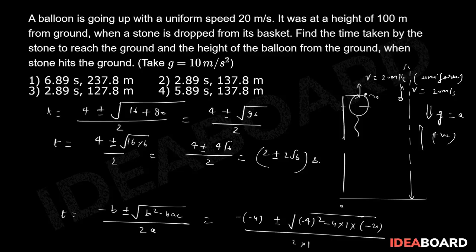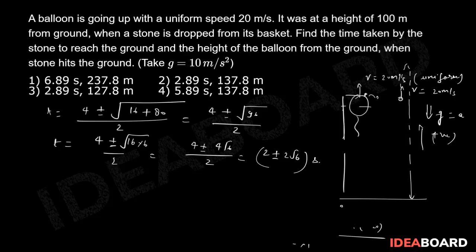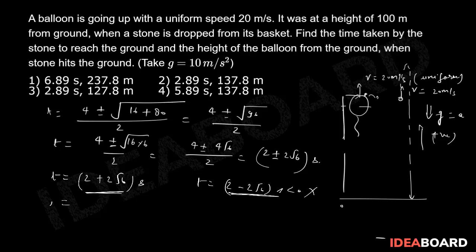Now if you take the negative sign, then time will be less than 0. That means t will be 2 plus 2 root 6 seconds, and the other value, 2 minus 2 root 6 seconds, is less than 0. That means it is wrong, there is no significance. So the only right answer is this value. This will be 2 plus 2 into 2.4 seconds, which is approximately 6.89 seconds, because root 6 is more appropriately 2.44.